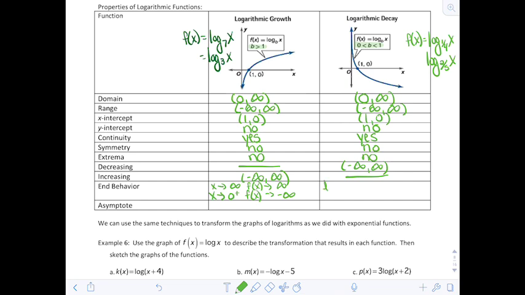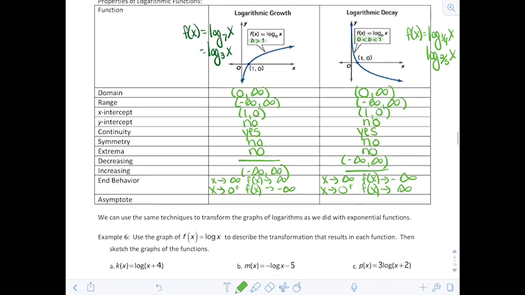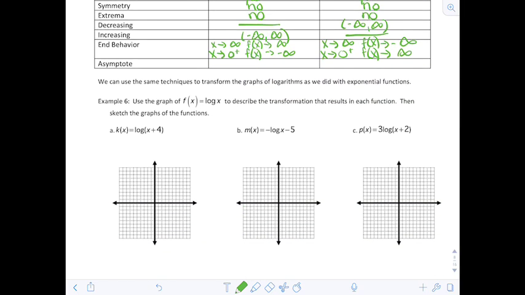For decay, the limit, as x approaches infinity, f of x approaches negative infinity. And as x approaches 0 from the right, f of x approaches infinity. So there are some characteristics that we've talked about several times for lots of different parent functions, so they apply to the logarithmic growth and decay.